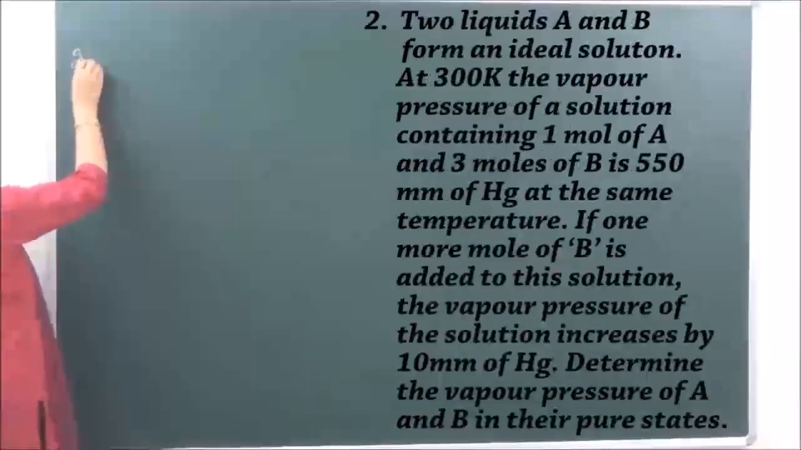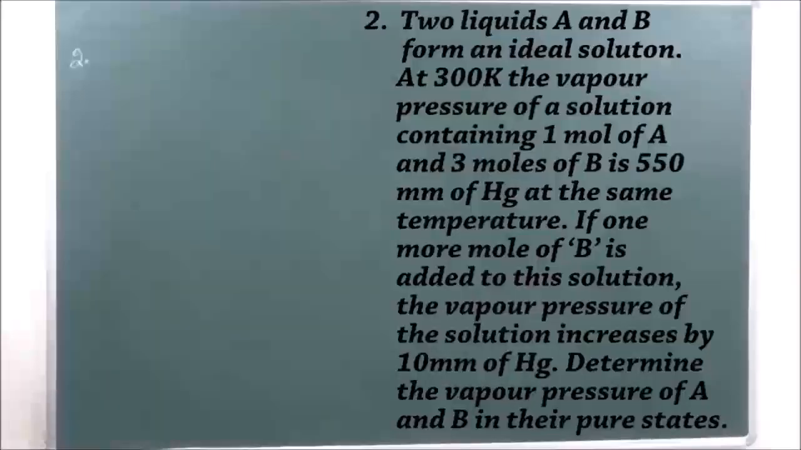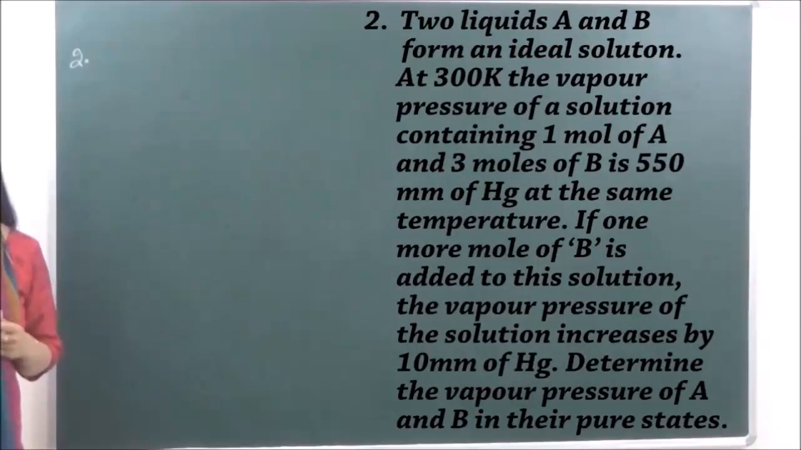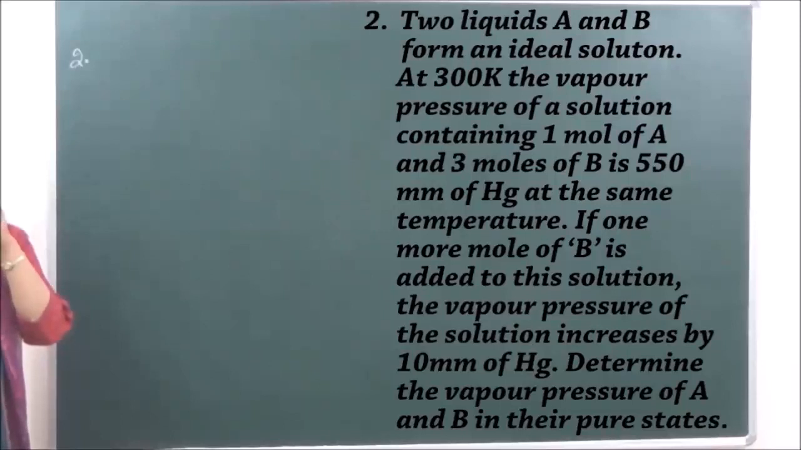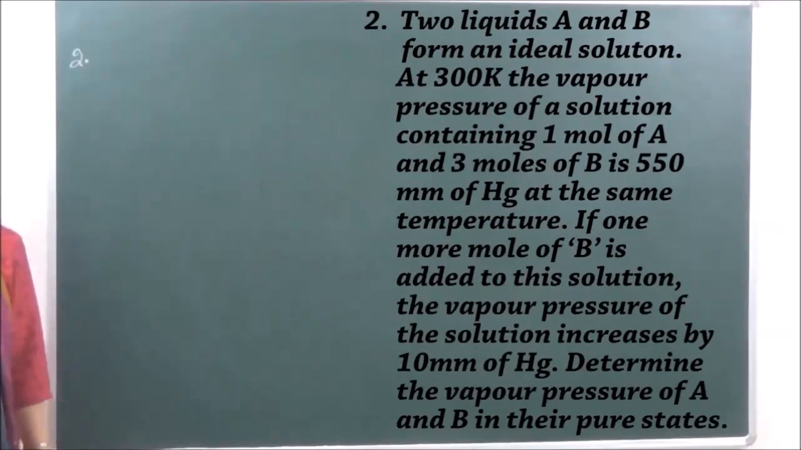The second question is: two liquids A and B form an ideal solution at 300 Kelvin. The vapor pressure of a solution containing 1 mole of A and 3 moles of B is 550 mm of mercury. At the same temperature, if 1 more mole of B is added to this solution, the vapor pressure of the solution increases by 10 mm of mercury. Determine the vapor pressure of A and B in their pure states.